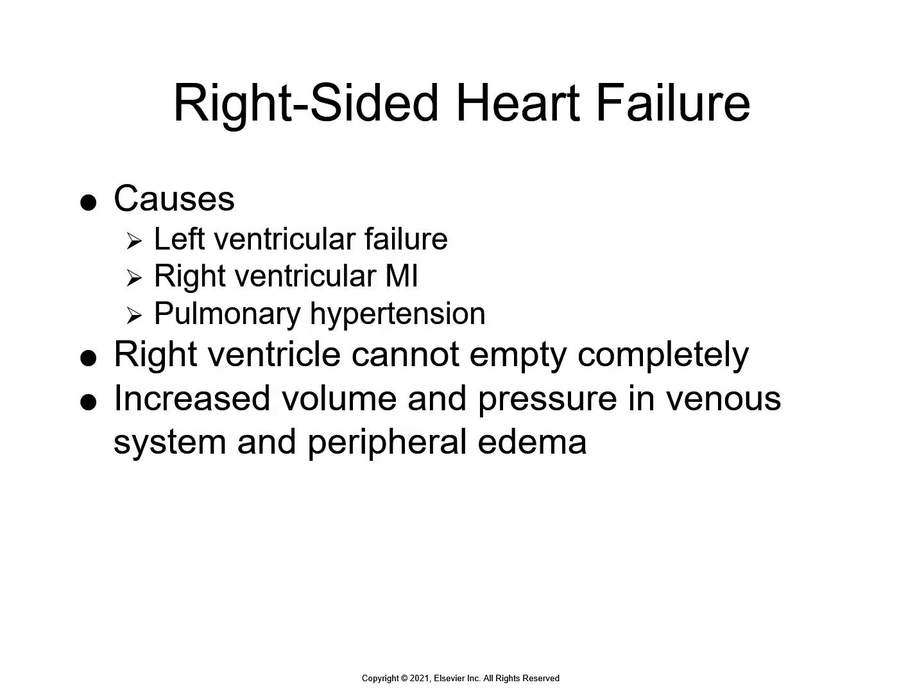Now let's talk about right side heart failure. This is failure of the right ventricle. Now what causes this? Well, when the left ventricle fails, it can cause the right ventricle to work harder and ultimately fail. Or the right ventricle can have an infarction, particularly in the right coronary artery. So it can affect the right ventricle. And pulmonary hypertension can cause a major problem with the right ventricle. The right ventricle cannot completely empty. So it increases the volume and the pressure in the venous system, and this one causes the peripheral edema, not so much in the lungs as it is in the periphery.